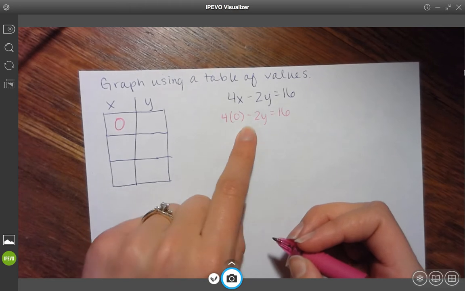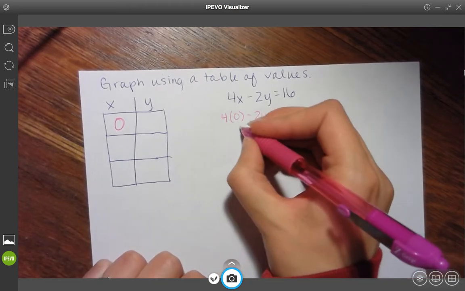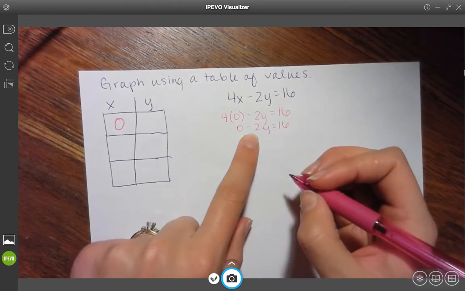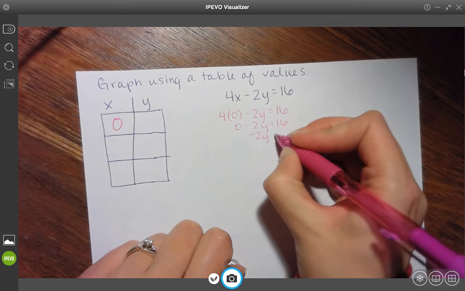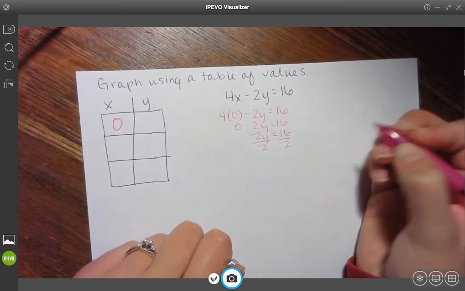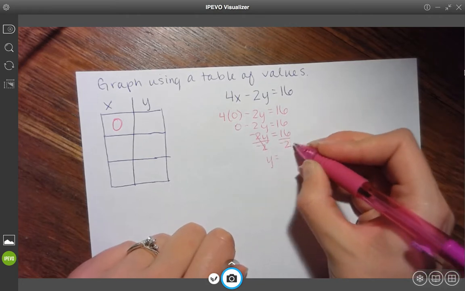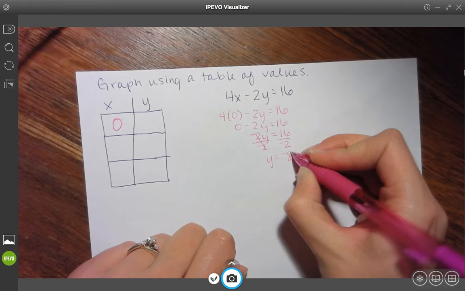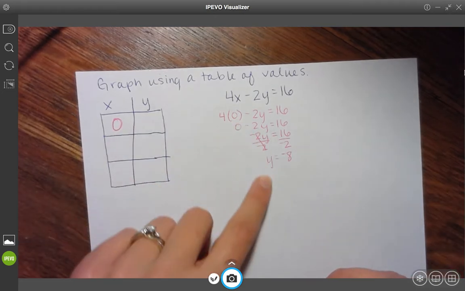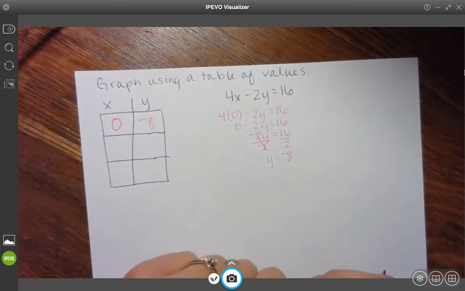And now I will solve for y. 4 times 0 is 0. 0 minus 2y is negative 2y. I divide by negative 2 on both sides. That'll cancel, and I get y equals 16 divided by negative 2 is negative 8. So when I put 0 in for x here, I get y is negative 8. I put negative 8 for y.